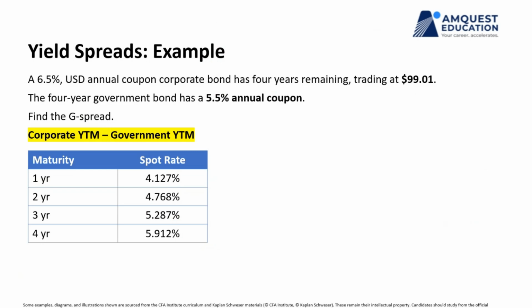Quick example, a 6.5% USD annual coupon corporate bond has 4 years remaining, trading at 99.01. The 4-year government bond has 5.5% annual coupon. Find the G spread. Give it a try. The equation is simple. You have corporate YTM minus government YTM.